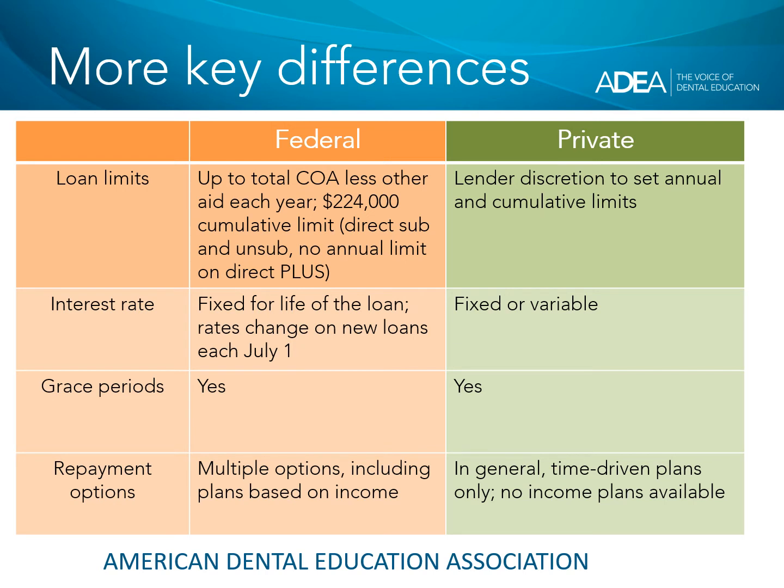So be sure if you're considering a private loan, you check with them about the annual and cumulative limits of borrowing with their program. The interest rate on federal student loans is fixed for the life of the loan, and the rates change on new loans every July 1. With private loans, you normally can get either a fixed or a variable rate that will depend on what you are interested in and what the terms and conditions are as offered by the private lender. In general, there are grace periods on both federal and private loans.